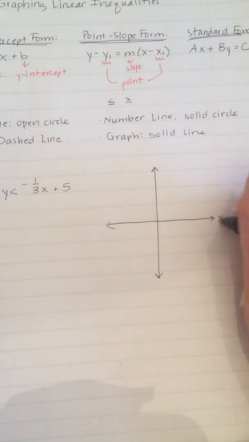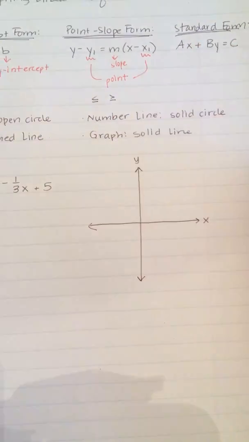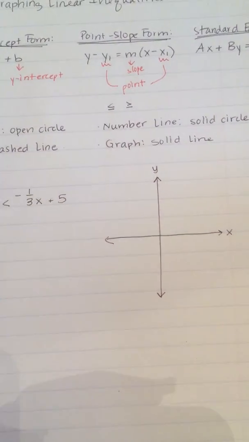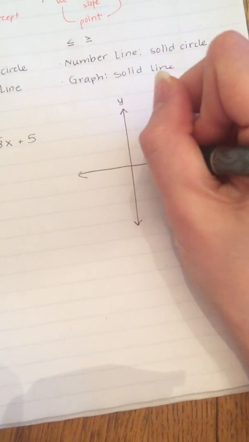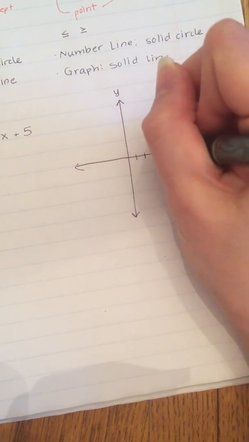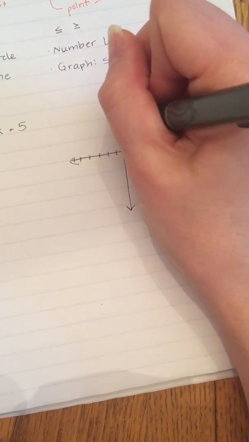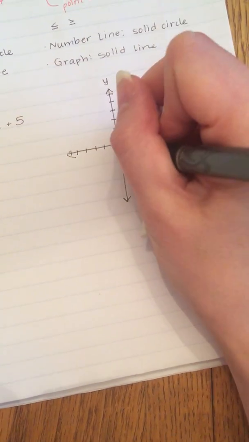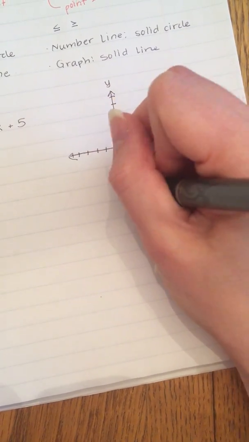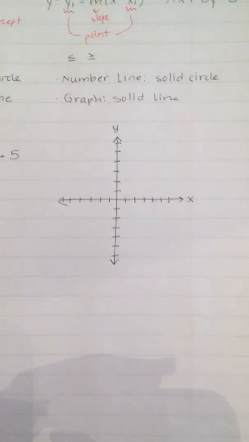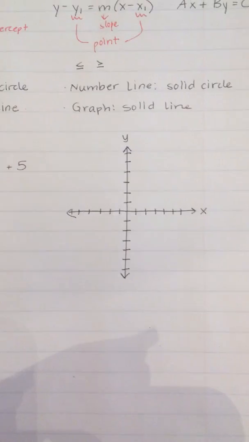Okay, so let's label our x-axis, our y-axis, and I'm just going to do 6 spaces on each of the axes. 1, 2, 3, 4, 5, 6. Okay, so get your number line drawn.